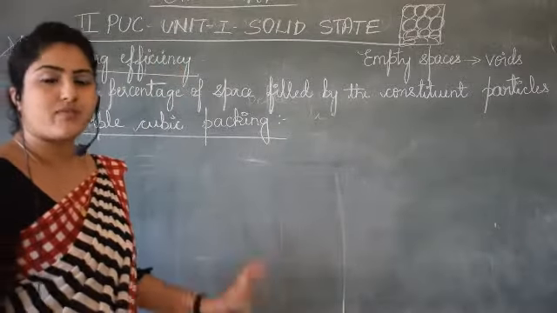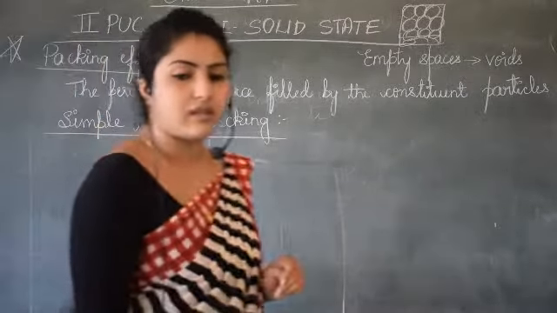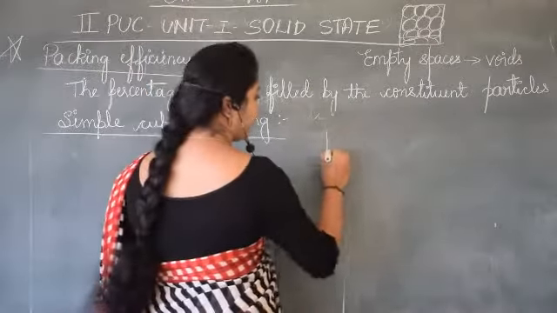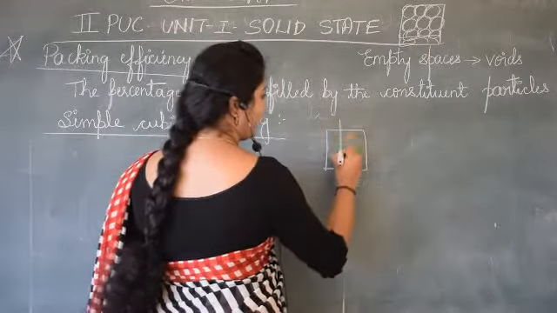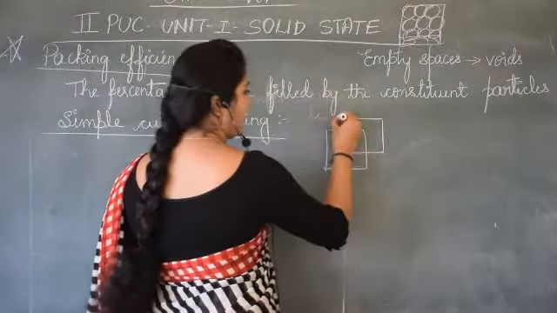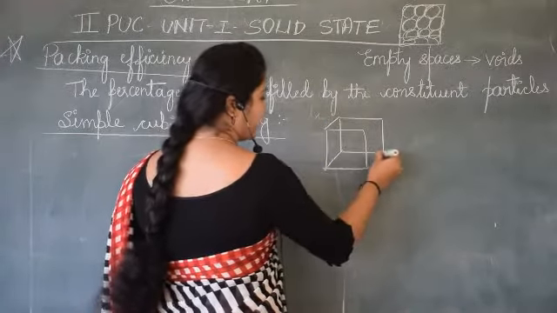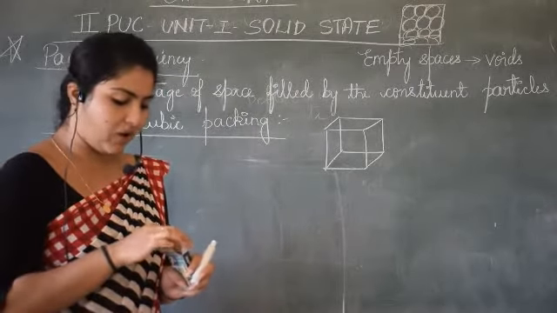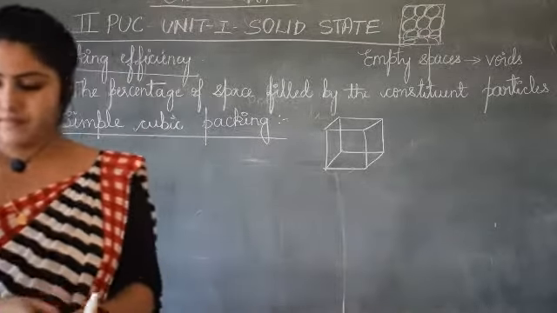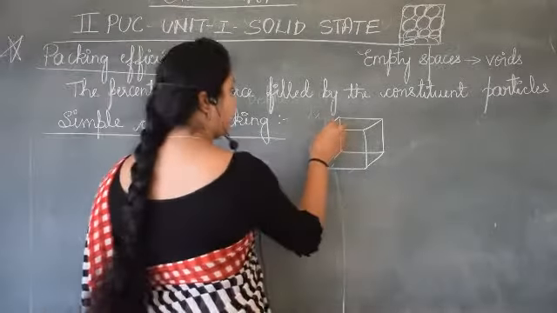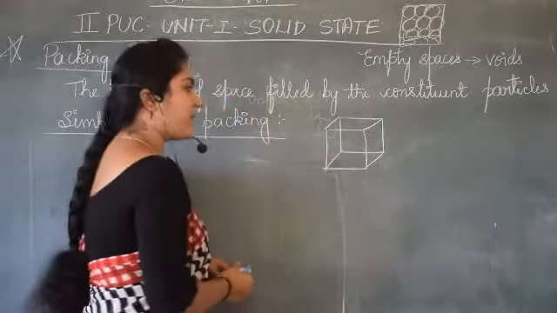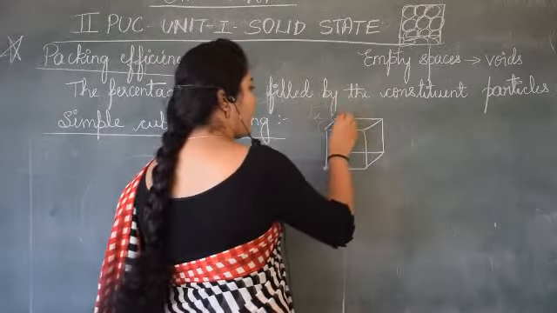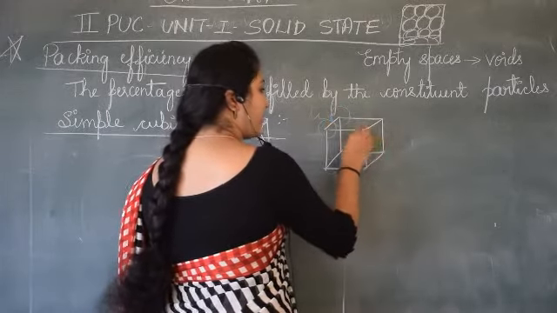Before going to this, we will consider the diagram of a simple cube. In a simple cube, you know, the particles are present at the corners. So with blue color, I'll show you how the particles will be present. This is the particle present in one corner. This is one more particle at this corner. This corner particle is shown this way.